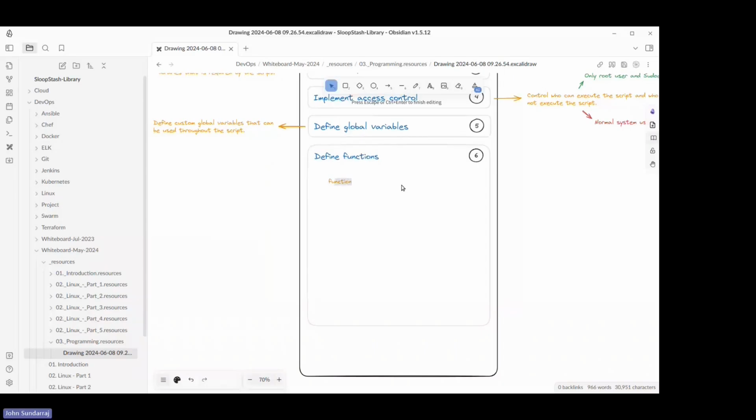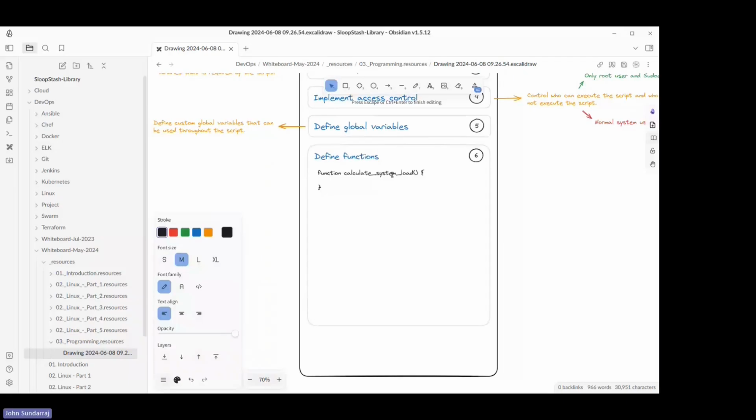Maybe I can choose a bit red color because that would be a bit appealing here. Function, and then let's say calculate underscore load, or calculate underscore system. So function calculate system load is the name of the function. So that's our functionality. Function calculate system load is what we call the function definition, and it has some kind of functionality.